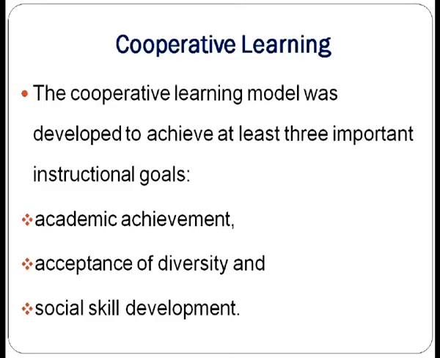Now we move towards cooperative learning. Next student friendly method is cooperative learning. This is also a student centric method where the students work together. This learning model was developed to achieve at least three important instructional goals: first of all, academic achievement, acceptance of diversity, and social skill development.